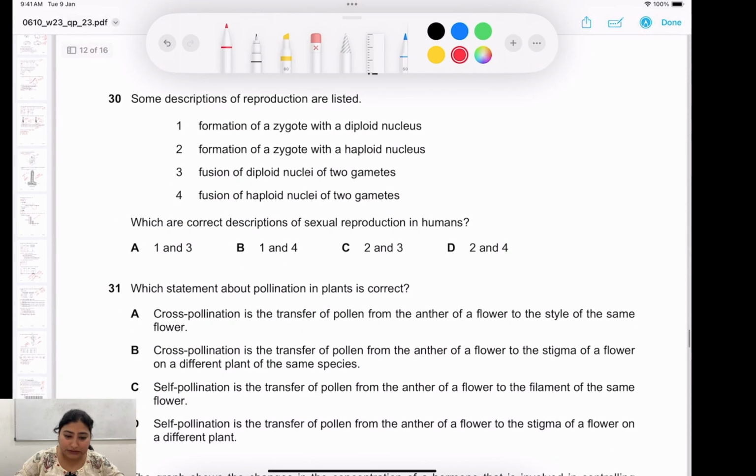Coming to question number 30. Some descriptions of reproduction are listed. Which are the correct descriptions of sexual reproduction in humans? Okay, let's go through the options one by one. Formation of a zygote with diploid nucleus, yes, correct. Formation of a zygote with haploid nucleus, no. Formation of a diploid nucleus of two gametes, no. Formation of a haploid nuclei of two gametes, correct. So the correct answer would be 1 and 4, that is B.